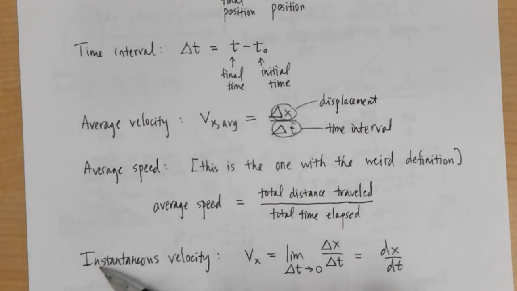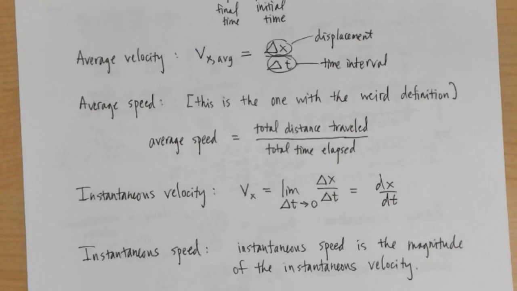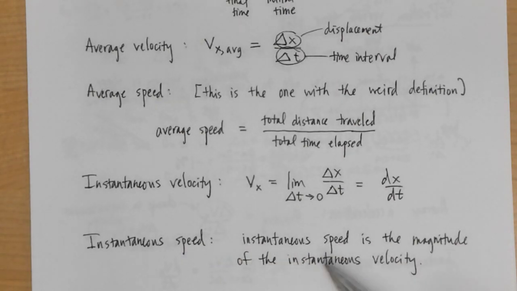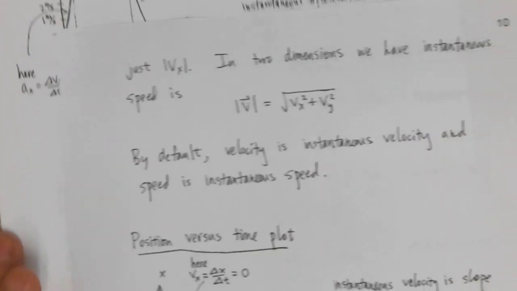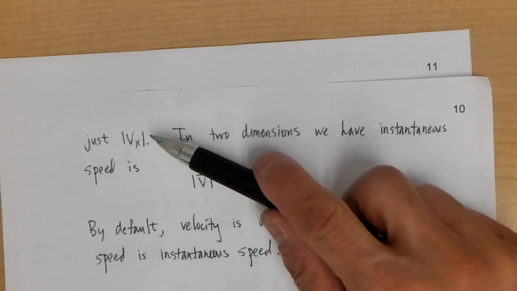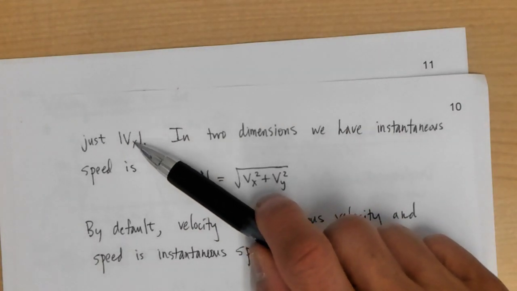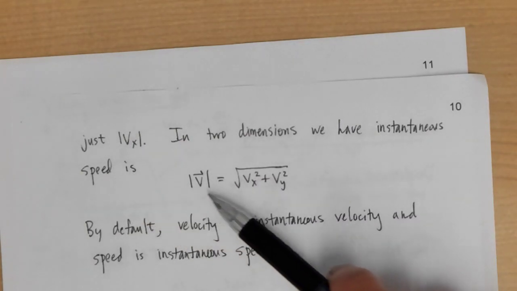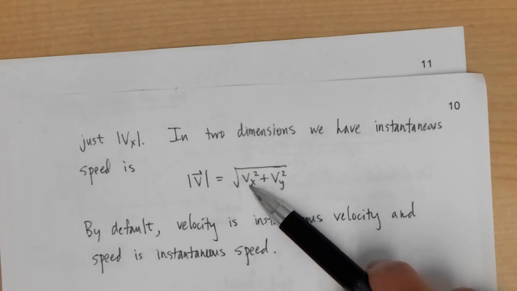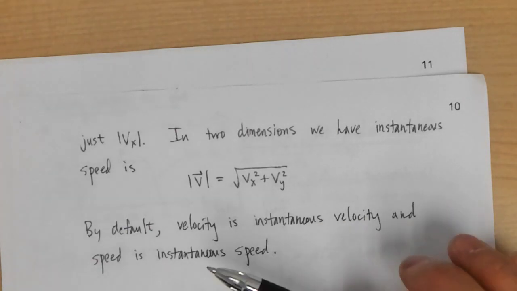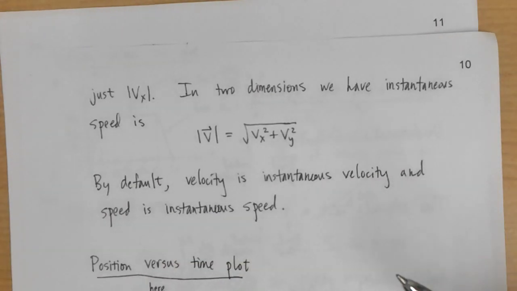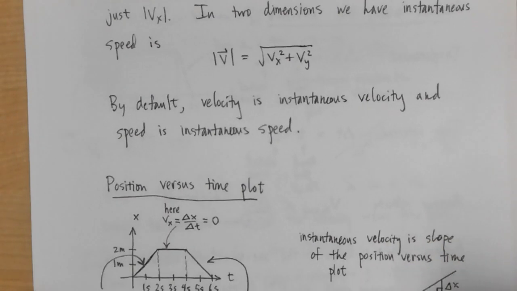Okay, but if we want to know the instantaneous velocity, Vx is equal to the limit as delta t goes to 0 of delta x over delta t, or the time derivative of x. The instantaneous speed is just the magnitude of the instantaneous velocity. Now in one-dimensional motion along the x-axis, the magnitude is just the absolute value of Vx. In 2 dimensions, for the instantaneous speed, we have to do the square root of the sum of the squares, Vx squared plus Vy squared. And by default, when we say velocity, we mean the instantaneous velocity, and by speed, we mean the instantaneous speed, not this funny thing, average speed.